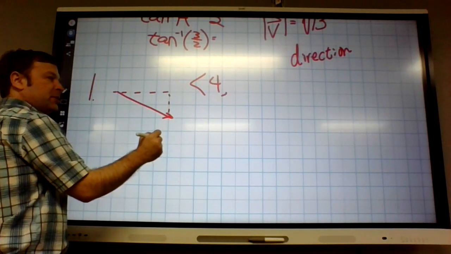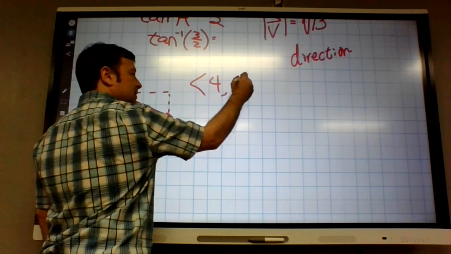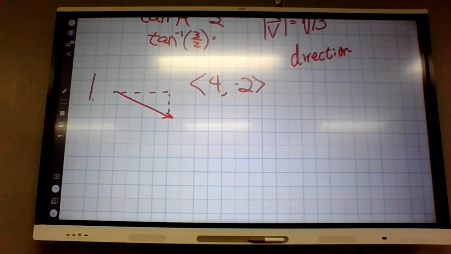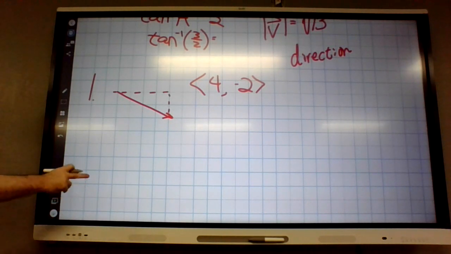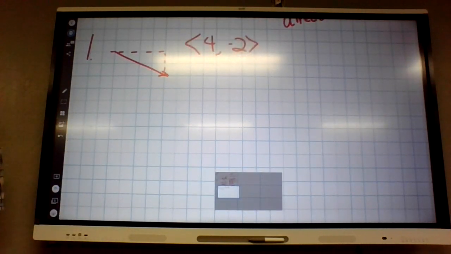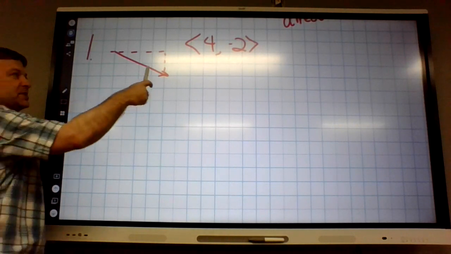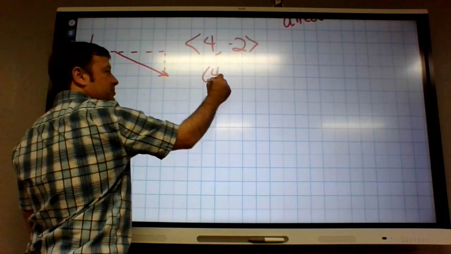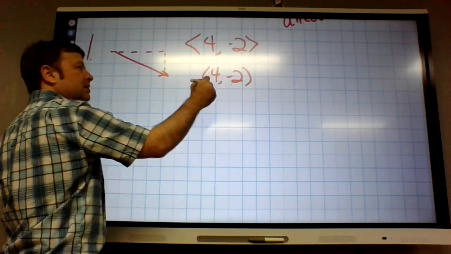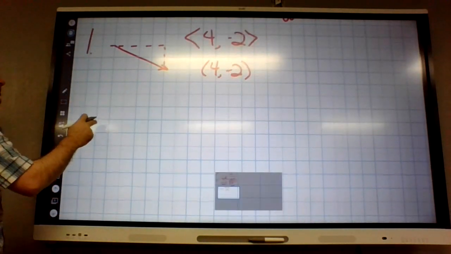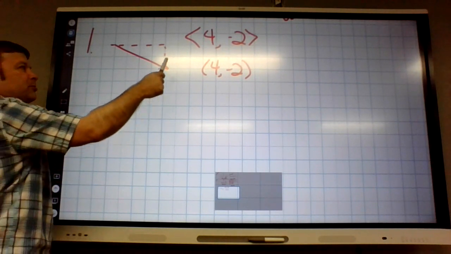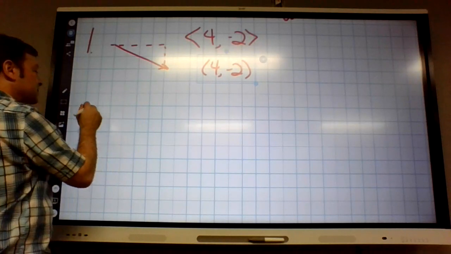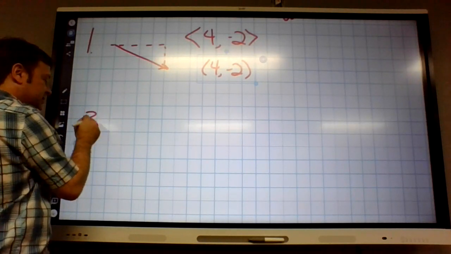So for 2 down, I'm going to put negative 2. Does it matter if we use these brackets instead of the parentheses? Because it's a vector. If I put parentheses, what does that mean? It means a point on the graph. So they changed a little bit. Actually, if you go into old books, when I was in high school, they did use parentheses. But they thought better of it, I guess.